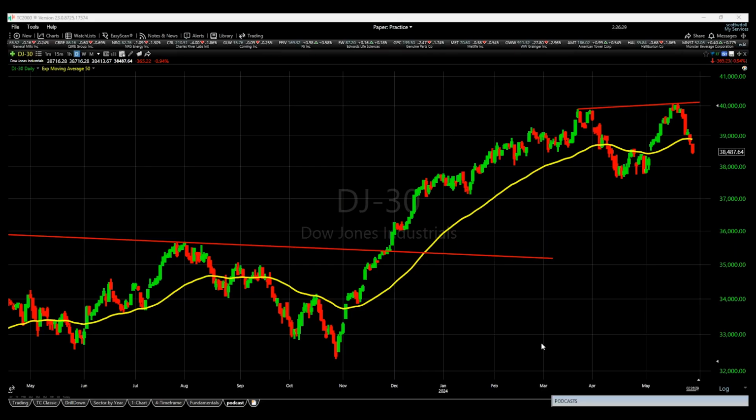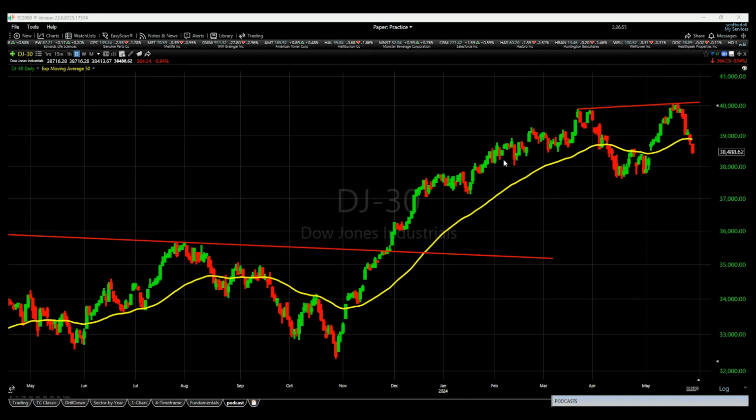This is a chart of the Dow Jones Industrial Average. Remember, the green bars are daily up days, the red bars are daily down days. This is a daily chart. It goes back to May of last year. Here's the time across the bottom. Here's the price across the top. We're currently at about 38,500 in the Dow Jones Industrial Average.